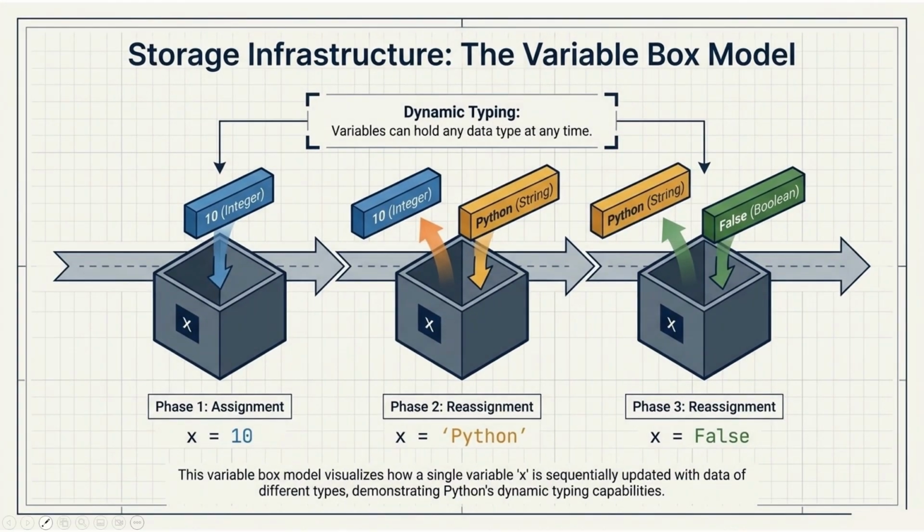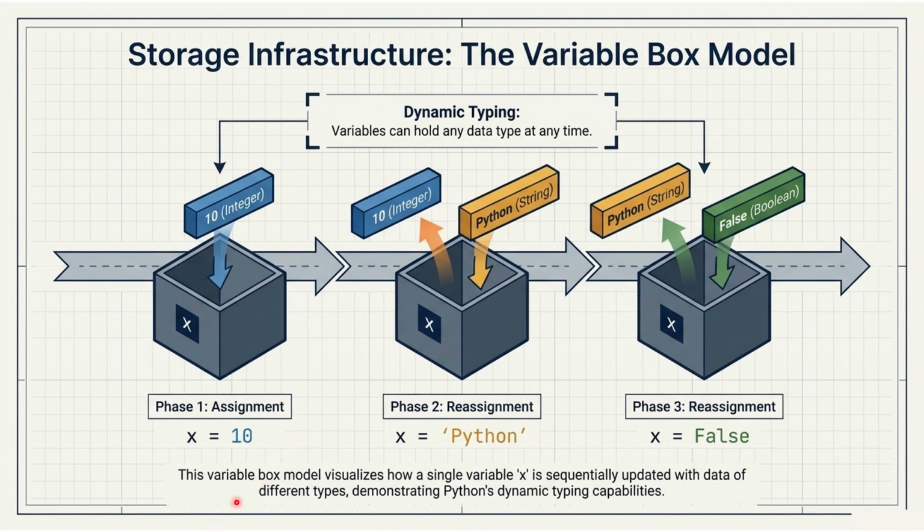And this is the storage infrastructure. This is the variable box model. So, dynamic typing: variables can hold any data type at any time. For example, we are storing a variable x with the value 10. Then now I'm going to store Python. So now this 10 goes off and Python is stored. Now again I want to remove Python and keep the false data. Then I am going to remove Python and keep false.